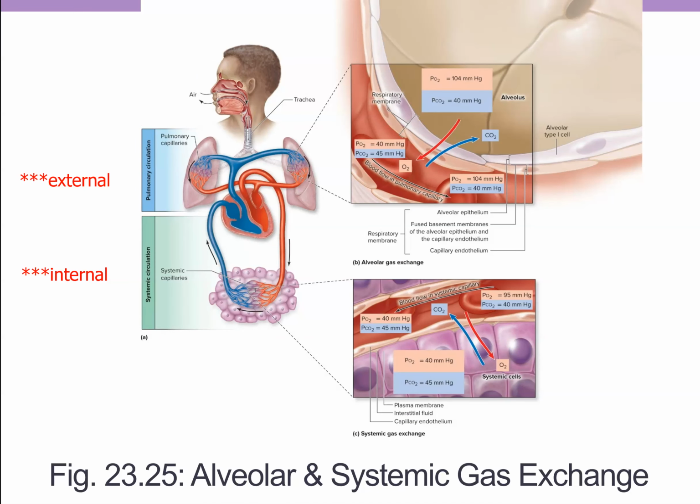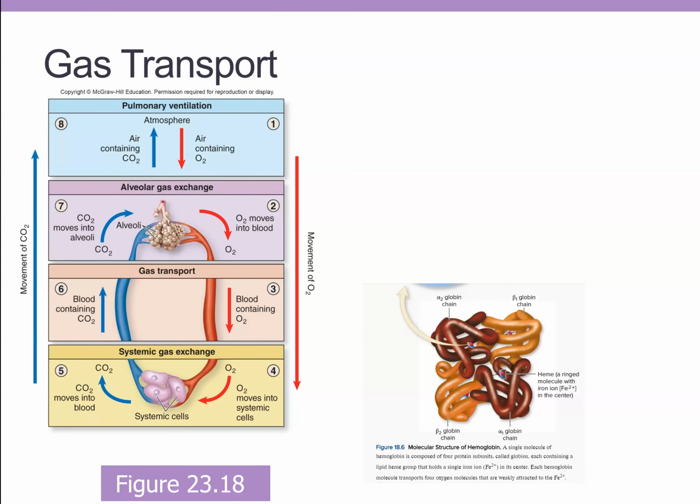All right, so let's take a look at this. We were just talking about this alveolar gas exchange. That is the external gas exchange, and that's because it's from the outside of your body and the inside of your body doing the gas exchange, external respiration. And then your internal respiration has to do with your systemic circulation, and that's going to be your systemic gas exchange there. So let's look at gas transport in the next video, I think.